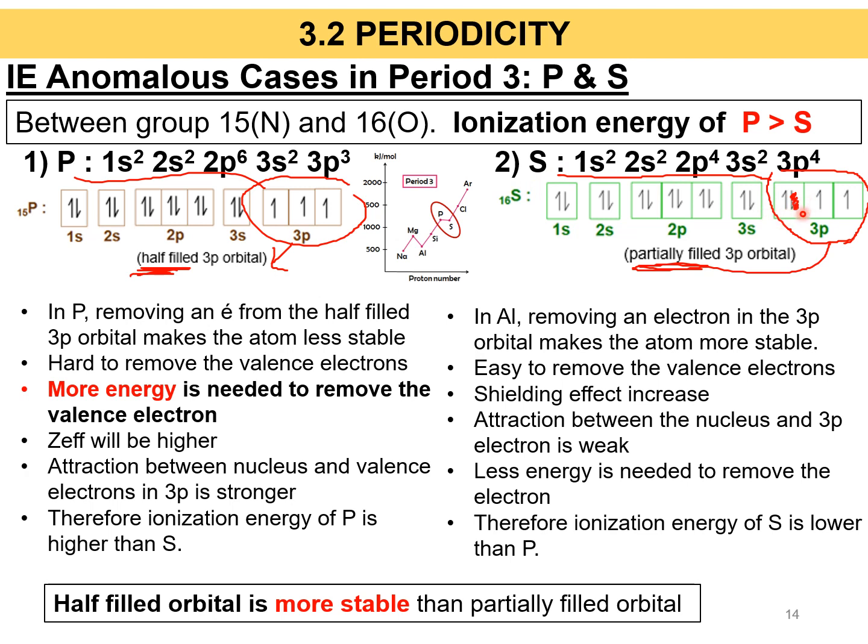So bila dia senang nak remove the valence electron in 3p orbital, makanya sebab kenapa senang nak remove? Because the attraction between the nucleus pun weaker. Therefore you perlukan sikit sahaja energy. Bila senang nak remove electron, sikit je energi yang kamu perlukan untuk remove the electron. Bila sikit saja energi untuk remove the electron, makanya ionization energy akan jadi rendah. Okay.